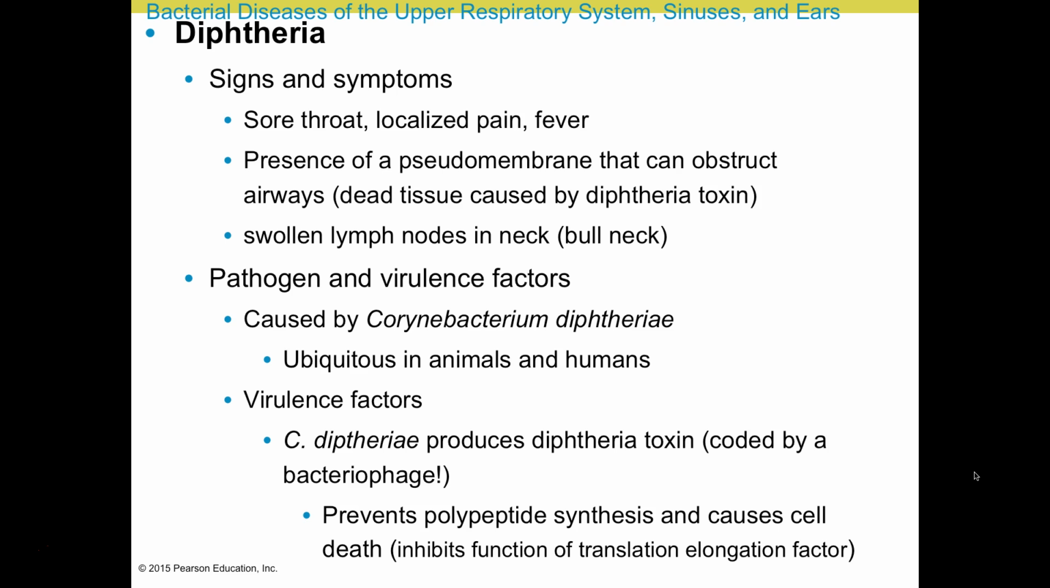It is caused by a bacteria known as Corynebacterium. It looks like a corona if you look at it under the scanning microscope. The virulence factor is that it produces toxins, and it prevents polypeptide synthesis and therefore inhibits the translation elongation factor of your normal proteins.